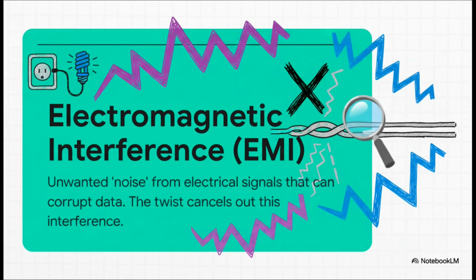The absolute genius of the twist is that any interference that hits one wire in the pair is the exact opposite of what hits the other wire. So they just cancel each other out. It's a brilliantly simple form of noise cancellation.